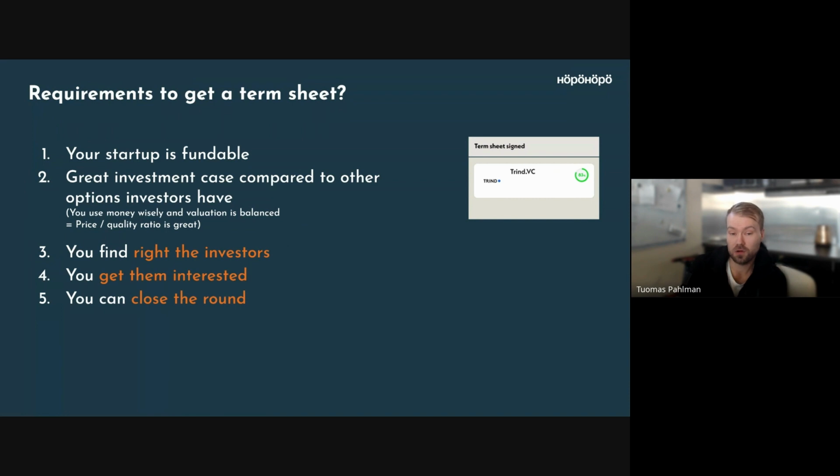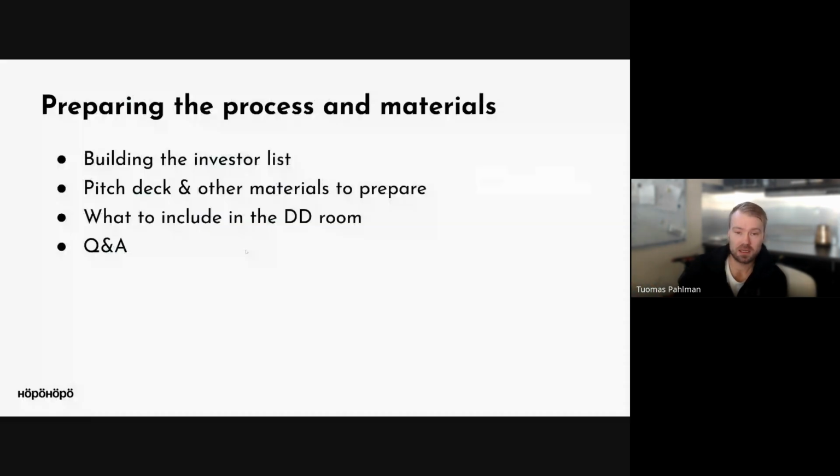Today we're going to focus on preparing the materials and the process. How do you make these points from 3 to 5 happen? Next week, we're going to discuss actually running the process. Today our topics are going to be around building your investor list first: how do you prepare the list before you start reaching out to the investors?